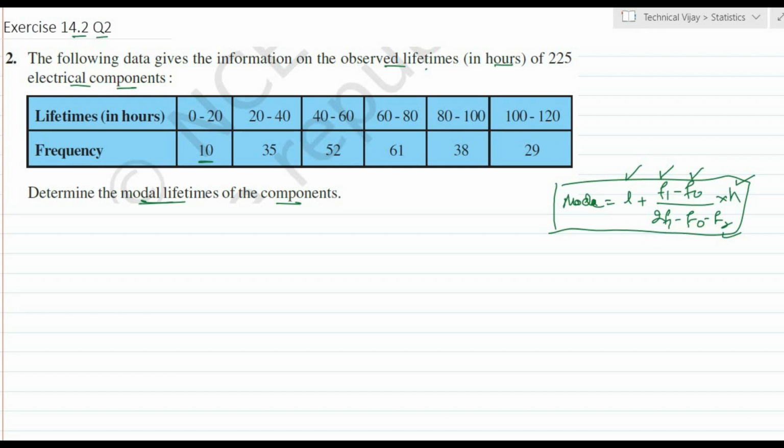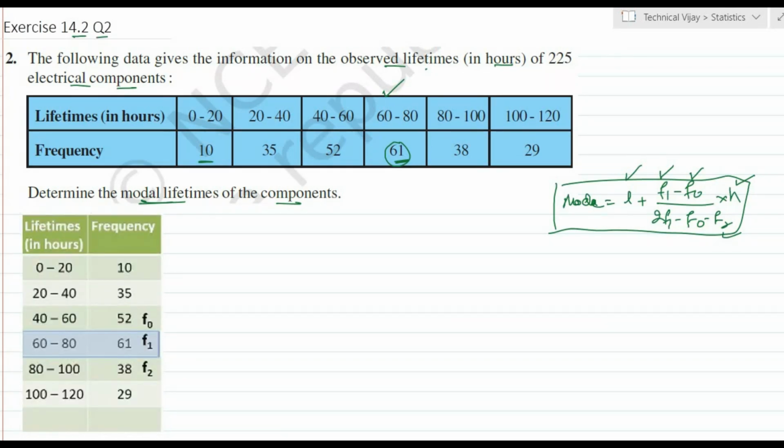I will put a diagram here. Before putting the diagram, here the frequency is more: 61 is the highest frequency. This is called the modal class. Now I will put a table. This I have written here: lifetime in hours, frequency. Whatever he has given, the same data I have put in a table. 0 to 20 it is 10, like this, 20 to 40, 35. And now here the modal class will be the one with the highest frequency, 61. Hence this is considered the modal class. The 60 to 80 class, where the frequency is high, is called the modal class.